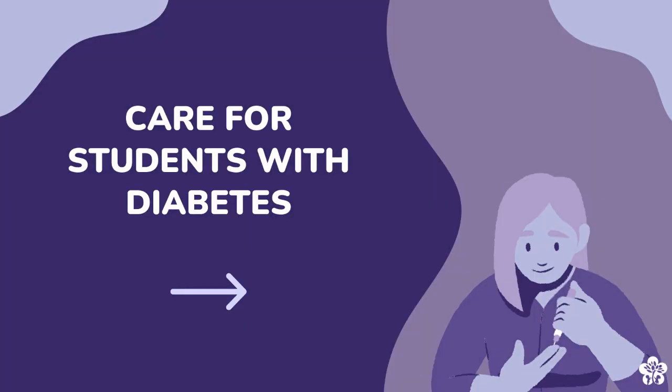Shifting from asthma and allergies, we'll now focus on diabetes. Diabetes is a chronic health condition in which the body does not produce insulin or produces inadequate insulin. Diabetic students can have incidents of both hyperglycemia, which is high blood sugar, and hypoglycemia, which is low blood sugar.